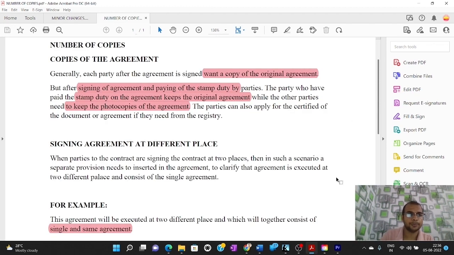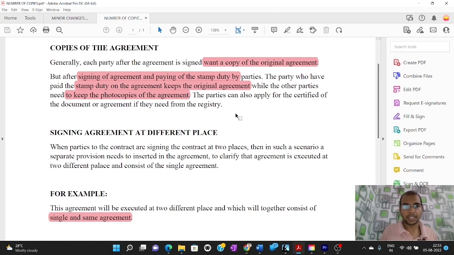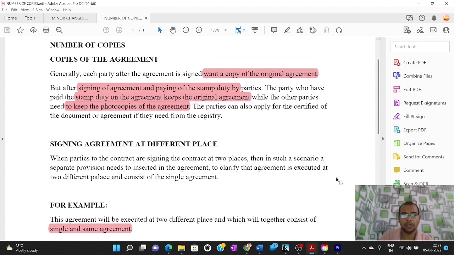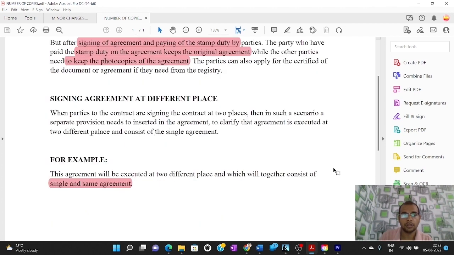Number of copies. Generally, each party after signing the agreement wants a copy of the original agreement. But after signing the agreement by all the parties and paying the stamp duty on the agreement, the party who pays the stamp duty keeps the original agreement, while the other parties keep a photocopy of the agreement. If the other party also wants the original agreement, then it can apply for a certified copy from the registry. Signing of agreement at two different places.